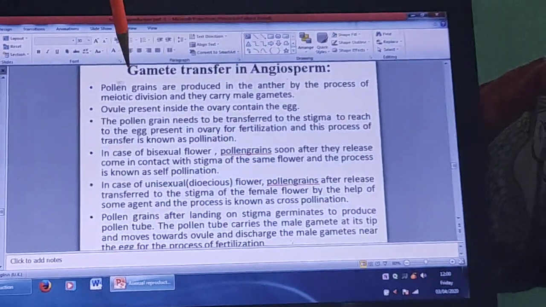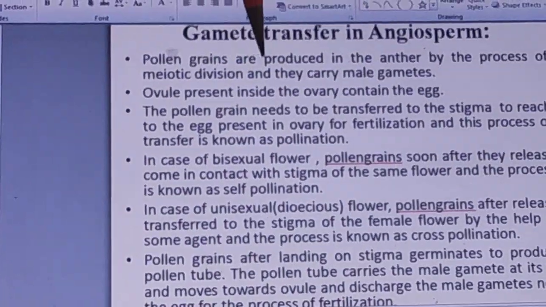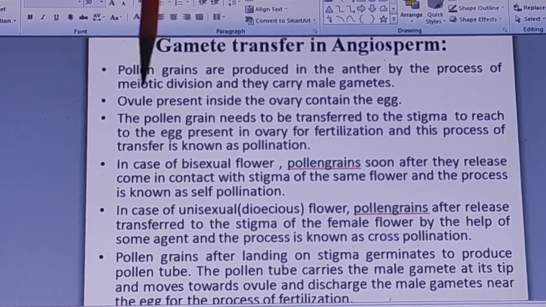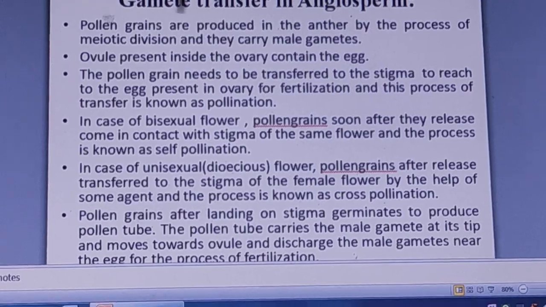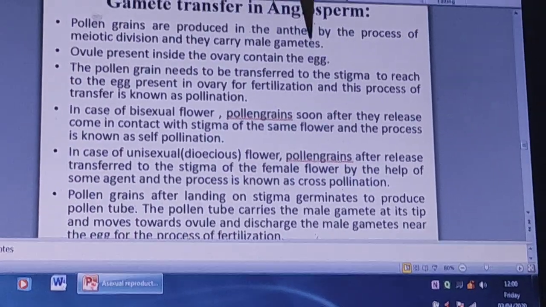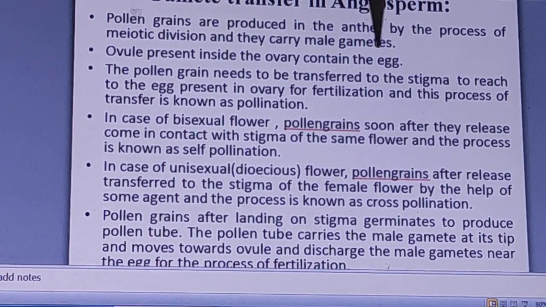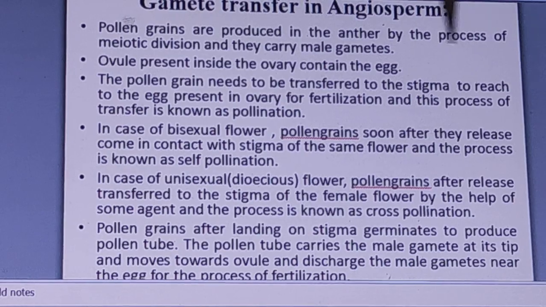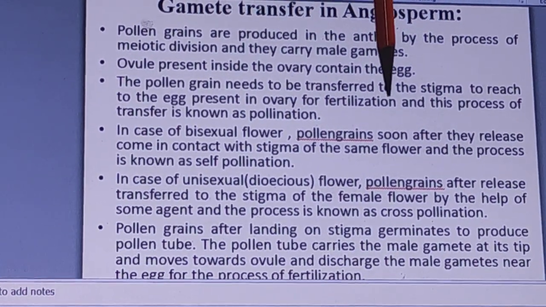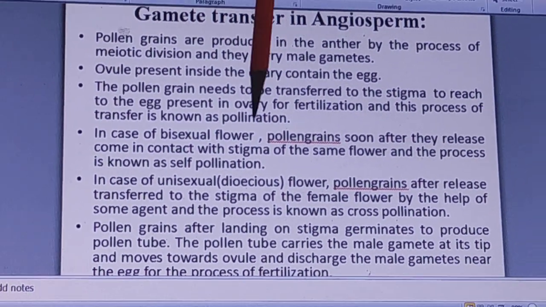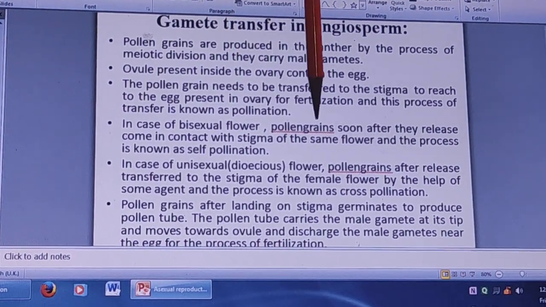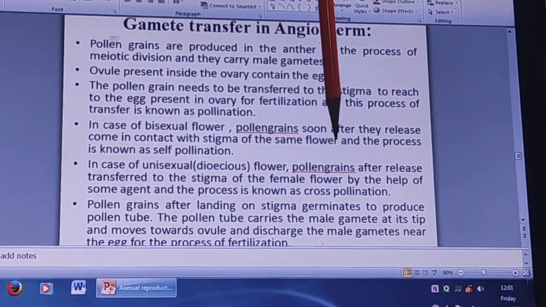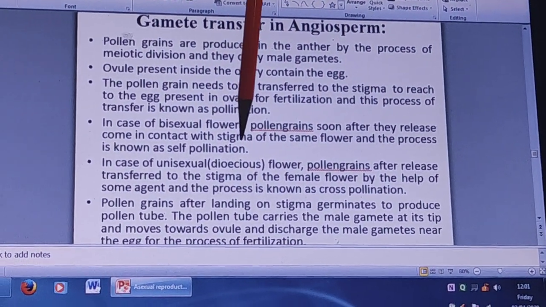So here you see, just a quick revision. Pollen grains are produced in the anther, as I have already told you, by the process of meiotic division, and they carry male gametes. The ovule present inside the ovary contains the egg. The pollen grain is transferred to the stigma to reach the egg present in the ovary for fertilization, and this is known as pollination. In the case of a bisexual flower, pollen grains soon after release come in contact with the stigma of the same flower, and the process is known as self-pollination.